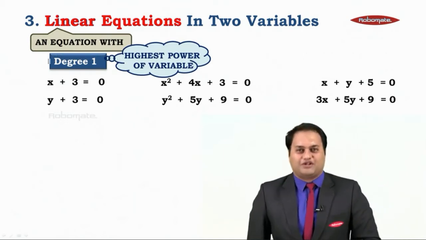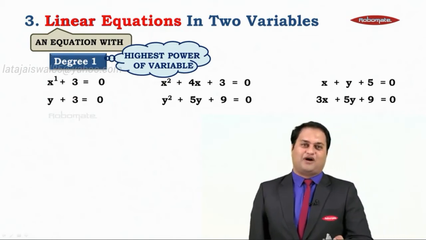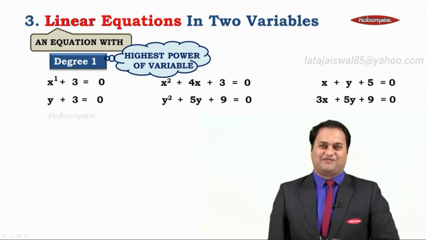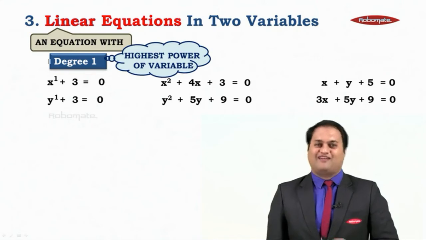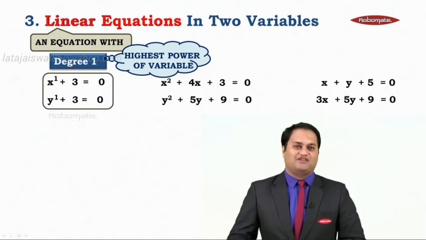Let's see. Look at the first equation. X plus 3 is equal to 0. What is the highest power here? The highest power is 1. So we say that the degree is 1. So is it linear? Yes. Y plus 3 is equal to 0. What is the degree? 1. Is it linear? Yes. So these are the two equations which are linear equations because the degree is 1.